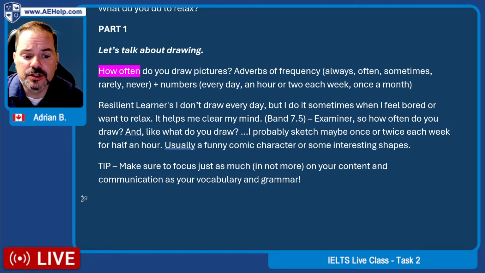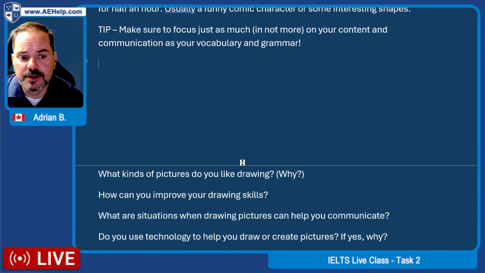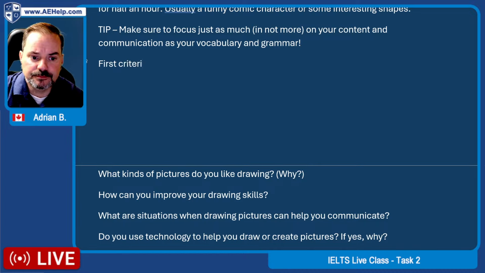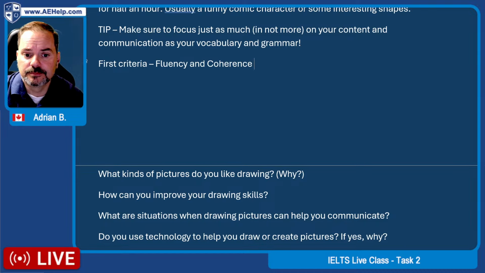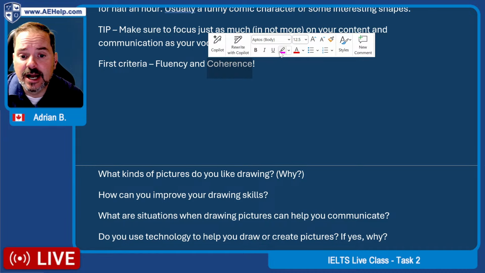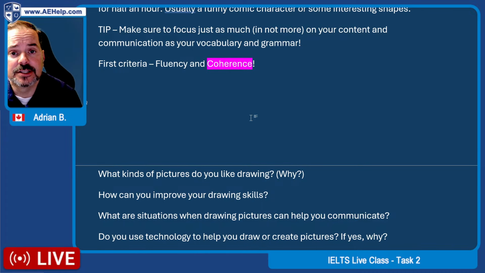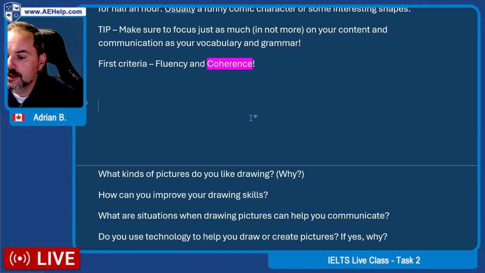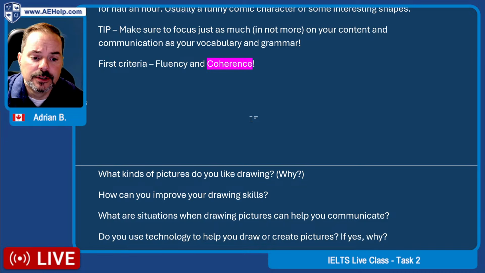The first score or first kind of criteria is fluency and coherence. Okay, coherence means like how clear, how complete, how accurate is your answer. Okay, that's your coherence, right? And they put that at the top of the criteria. Okay, so that's what you need to focus on.